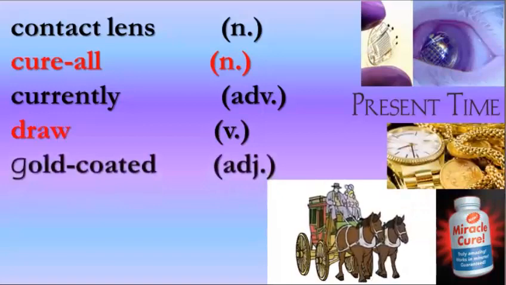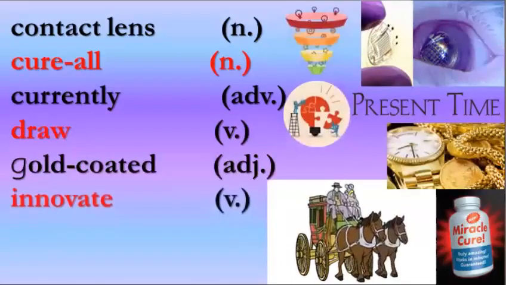This watch is gold coated. When I say gold coated, it is covered with gold. It is not gold, but it is covered with gold. So I can say gold coated watches, a gold coated necklace, and so on.